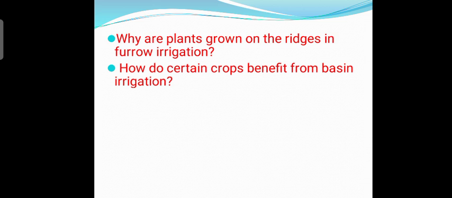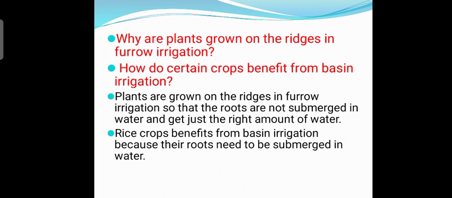Why are plants grown on the ridges in furrow irrigation? How do certain crops benefit from basin irrigation? The plants are grown on the ridges in furrow irrigation so that the roots are not submerged in water and get just the right amount of water. And rice crops or the paddy crops generally benefit from the basin irrigation because their roots need to be submerged in water fully.